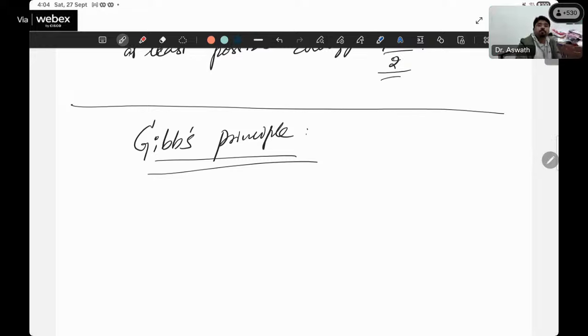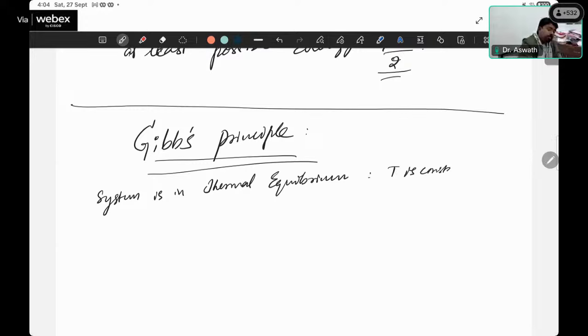Let's say I have a system in thermal equilibrium. Thermal equilibrium means it may take some energy from outside and it may leave the same amount of energy to the outside. So absolutely the temperature is going to be constant. So T is constant in thermal equilibrium.